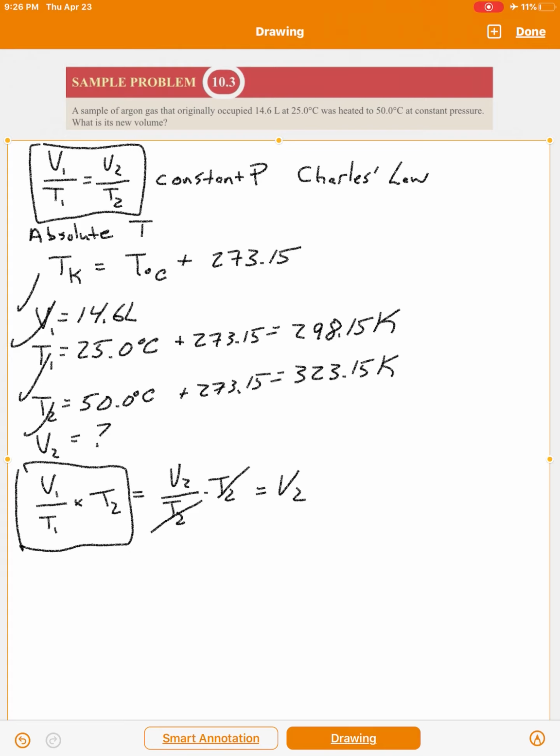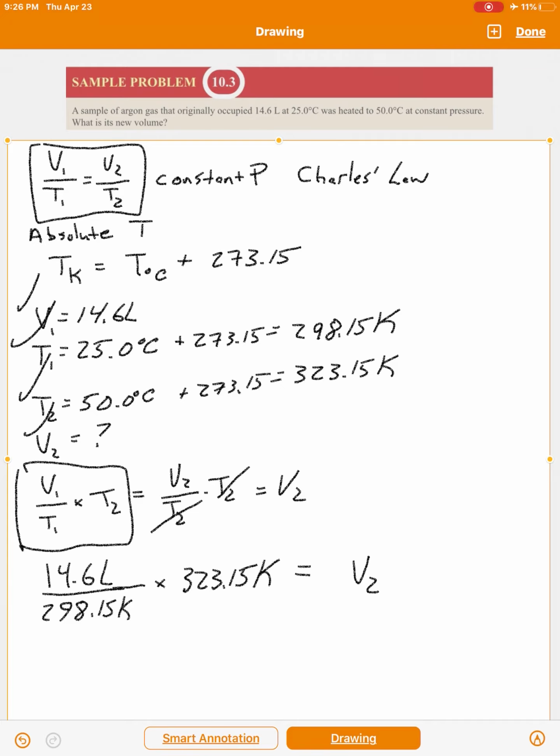So that would be V1, which is 14.6 liters, divided by our temperature, 298.15 Kelvin, and then we're going to multiply that by our new temperature, 323.15 Kelvin. This is going to tell us that the volume of a gas increases. It expands if you heat it. If it gets hotter, it will have a larger volume.